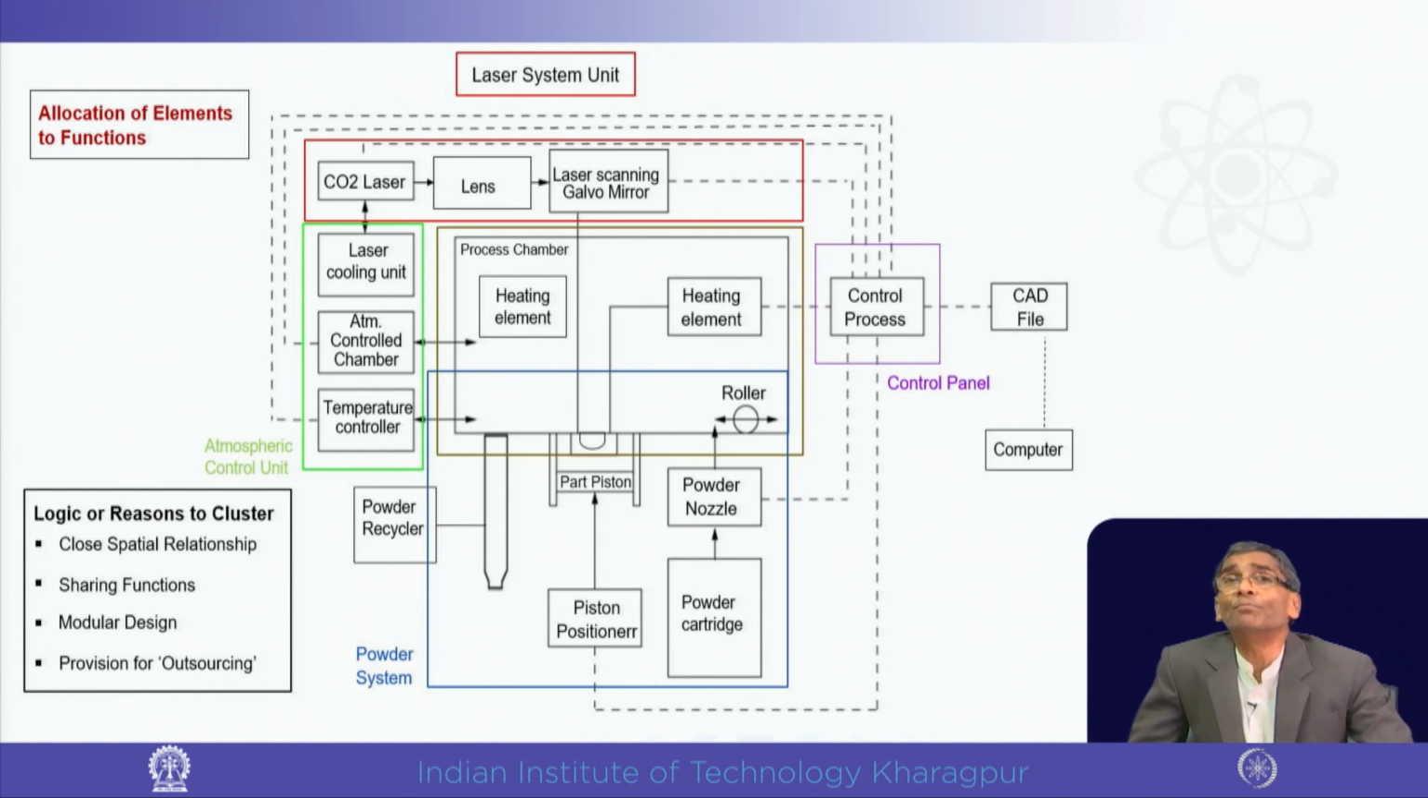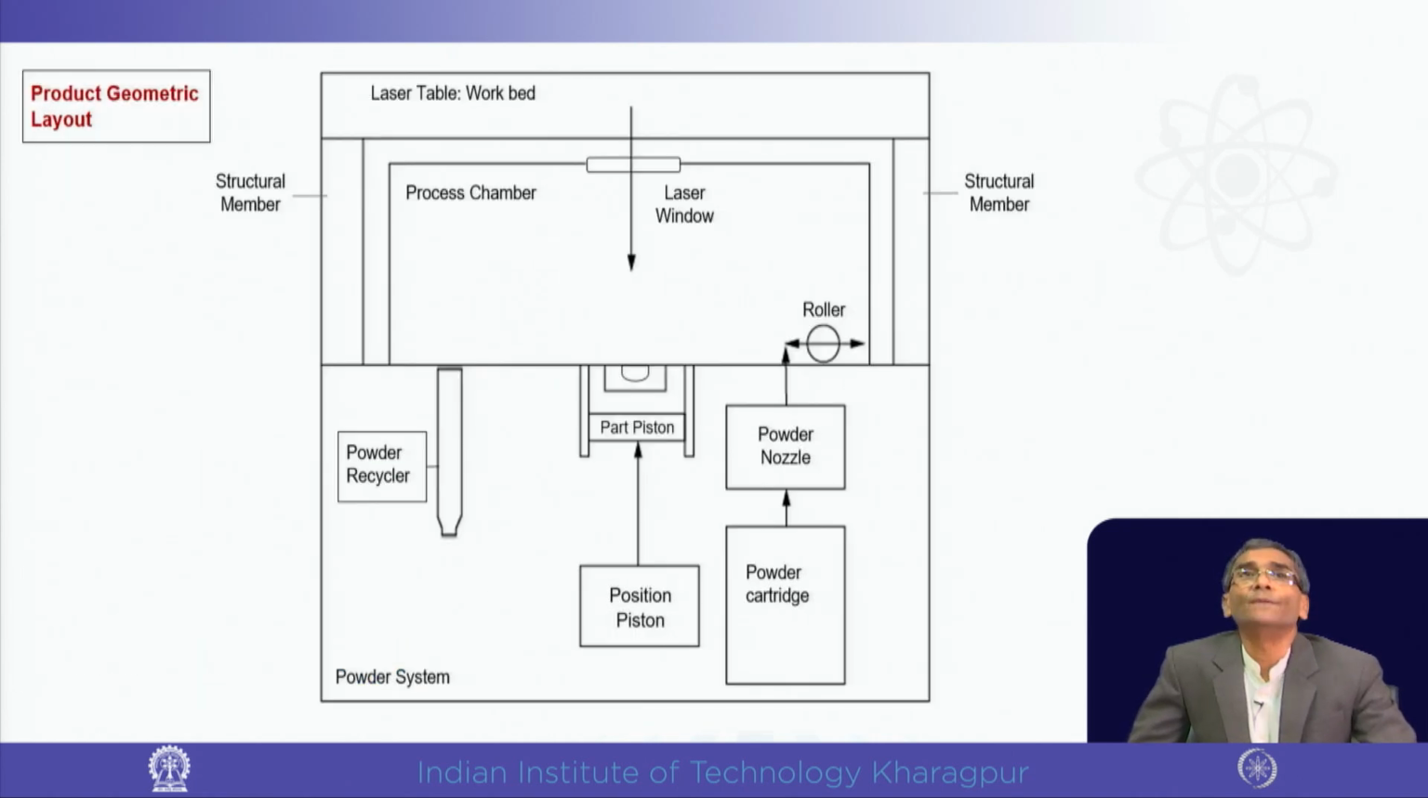Some of the chunks or modules may not be produced in house, they are procured from outside. So, this modularization or the architecture will help us to find out which can be procured from outside and which will be made in house. Now, this is a product geometric layout based on that architecture.